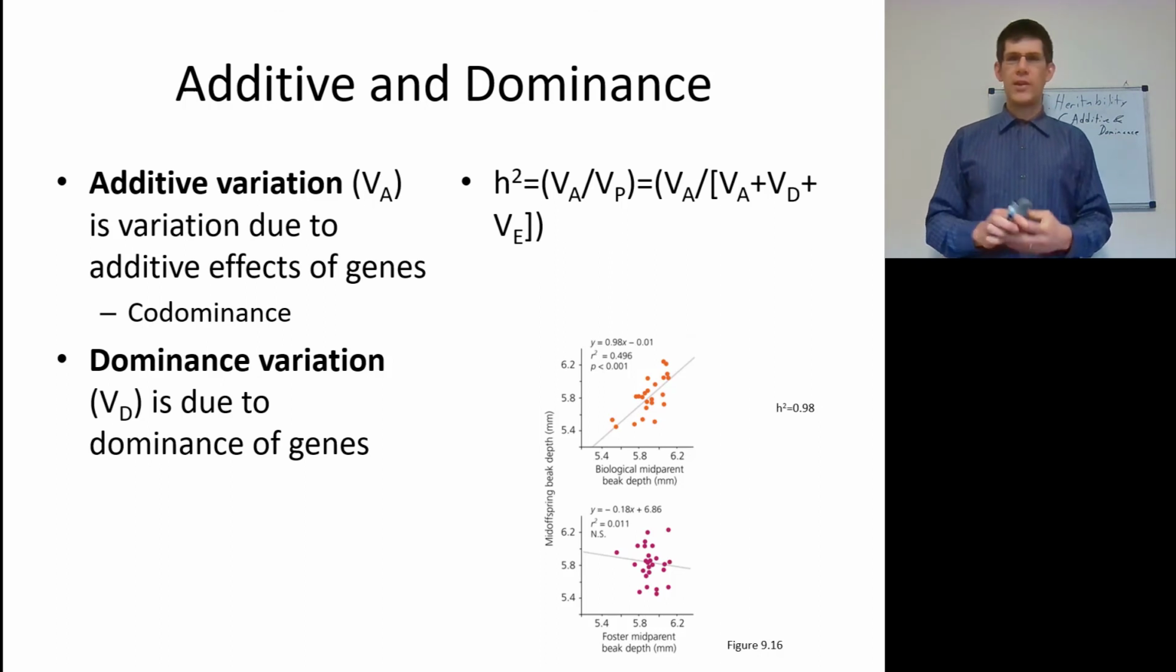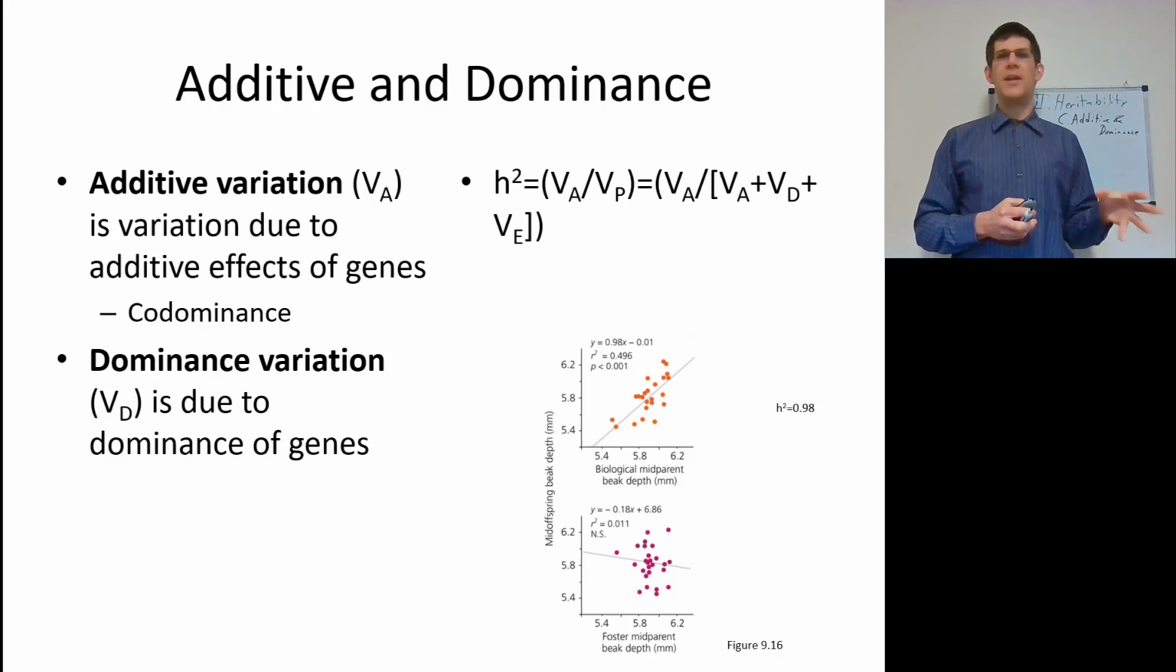So you can make this whole equation where h squared equals the variation due to additive divided by the variation in the phenotype. And then you're going to take that and make it into the variation in additive divided by the variation in additive, plus variation in dominance, plus variation in the environment. Here's just another, much more complicated, way of measuring narrow sense heritability. Personally, I just recommend doing the crosses and measuring all of the offspring. It's actually a little bit easier.